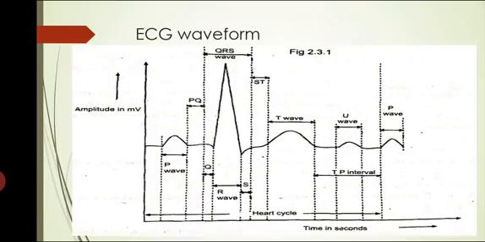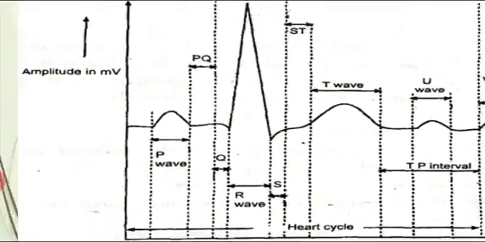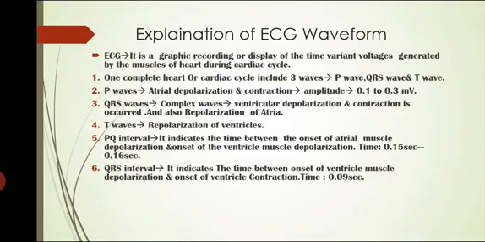So the first one is the P wave. In the diagram it's showing the P wave, QRS wave and T wave. These are the three main important waves. This ECG waveform is nothing but the depolarization and repolarization of both the atria and ventricles, and this electrical representation we are representing in voltage form. That is the ECG waveform.